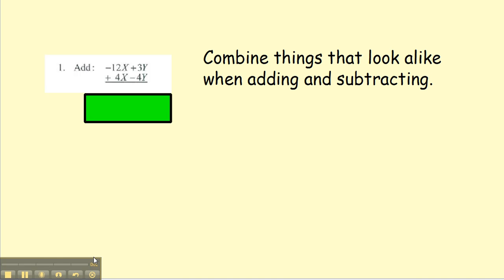Okay, so from test one, this is all about combining like terms. You're just going to look for things that look alike. Notice we have the x's here. Over here we have all the y's.